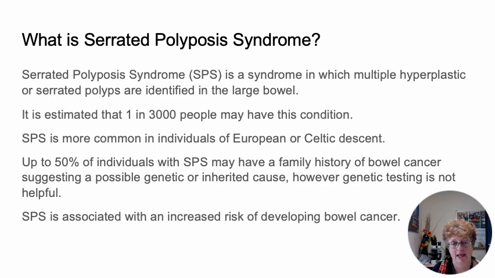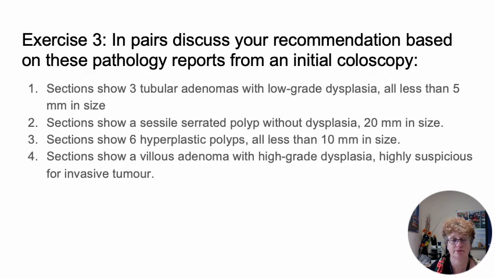Okay, so 1 in 3,000 people may have this condition. It's probably more than that actually. I think this is probably underdetected. And half of the people with serrated polyposis have a family history of bowel cancer. However, genetic testing is not done because the genetic risk occurs over many genes, each contributing a small amount to the risk, rather than a single gene that's mutated. It is associated with an increased risk of bowel cancer, about 40% lifetime risk. And so these people have multiple serrated polyps.